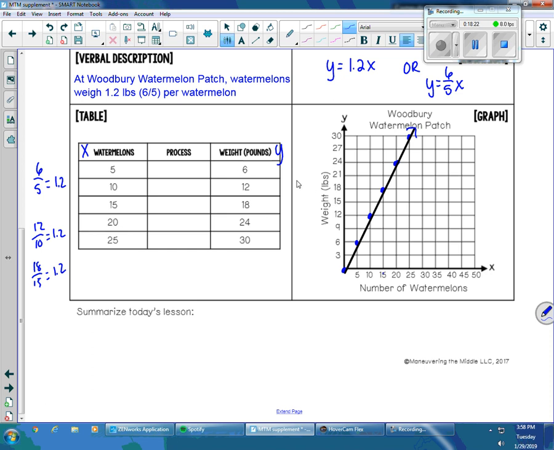Again, mark any questions that you might have, bring them to class with you, and we're going to be doing a matching activity in class to hopefully solidify this learning for you.